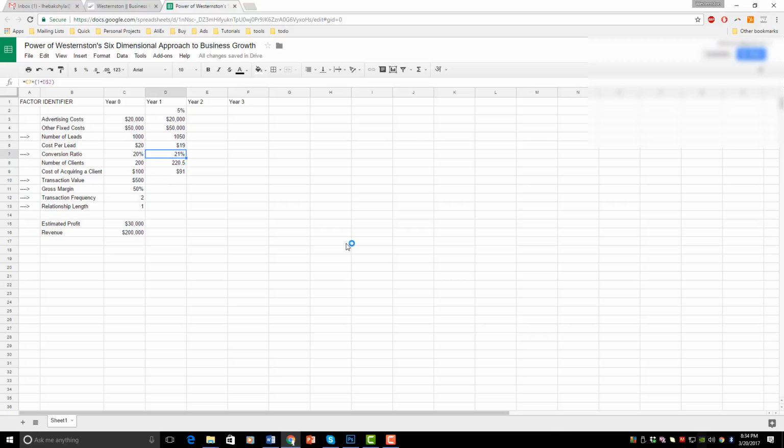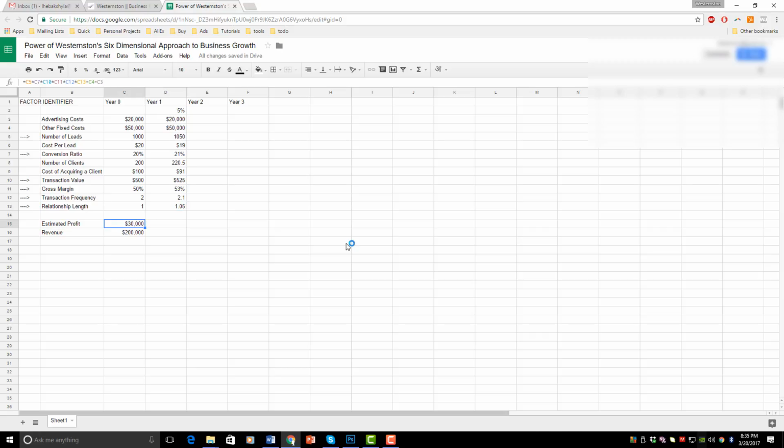Again, transaction value. What you do is you increase that by just 5%, and believe me, a 5% increase in transaction value, a 5% increase in number of leads, a 5% increase in conversion ratio, it's nothing. It's absolutely nothing. Same thing with gross margin. So you decrease your variable costs a little bit compared to the total volume, and then the transaction frequency, and again the relationship length. So you retain 5% of the customers from your previous years to continue, or you just retain 5% of your old customers. That's what this means, really.